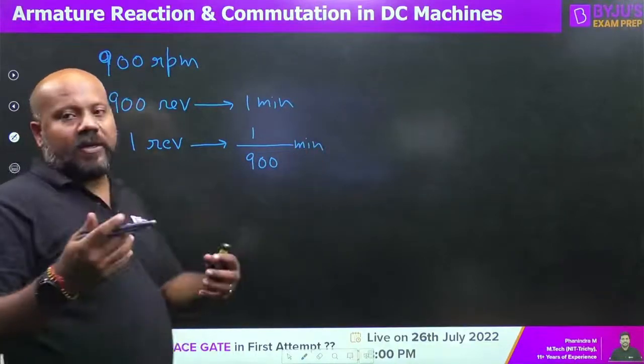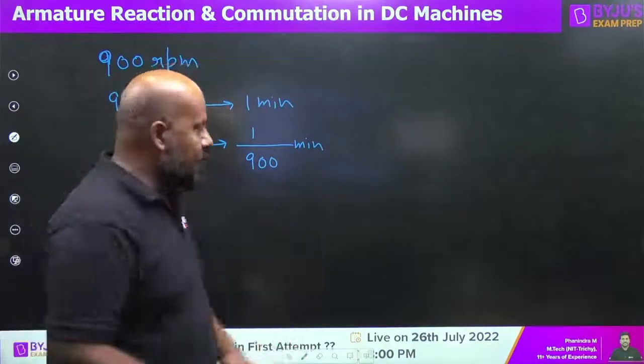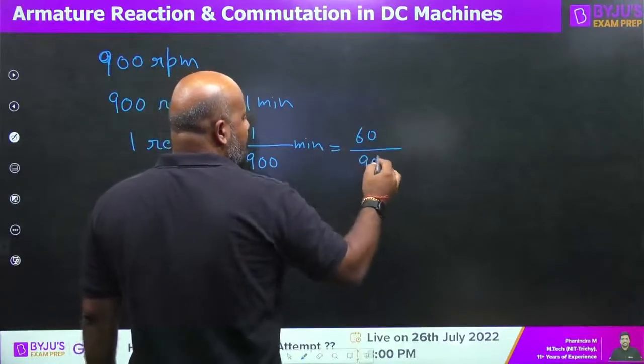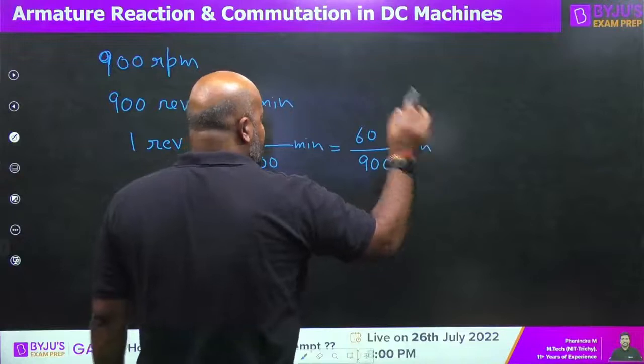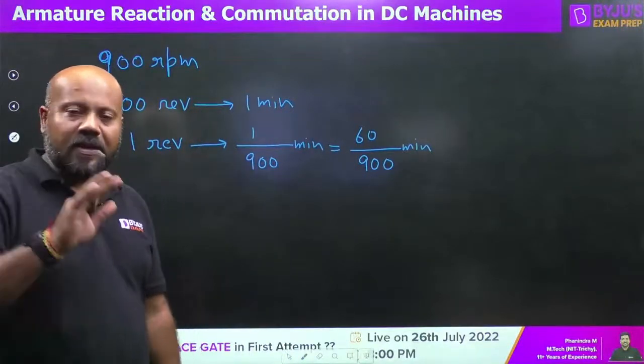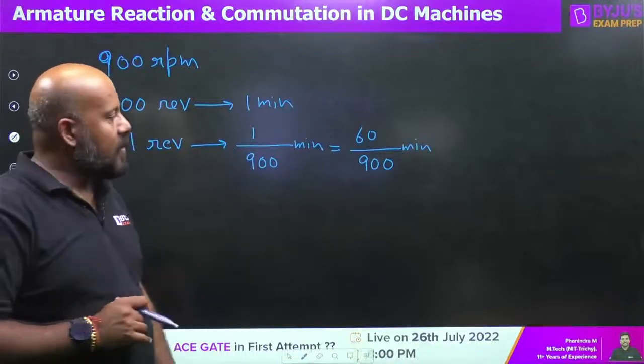But we are actually interested in seconds. We don't deal with minutes. So it is going to be 60 divided by 900 seconds. This is the time period for one revolution. Now please understand what is the meaning of this statement.